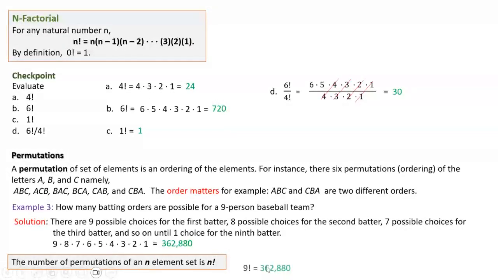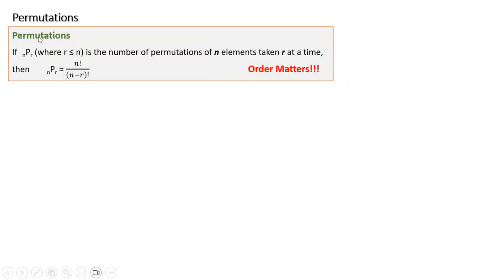Right, you see 9 factorial, same thing. Okay, and the answer will be 362,880. Now, permutations, this is another way to do permutations. It's called the nPr. And here, guys, the order matters. The formula for permutations will be n factorial divided by (n minus r) factorial.